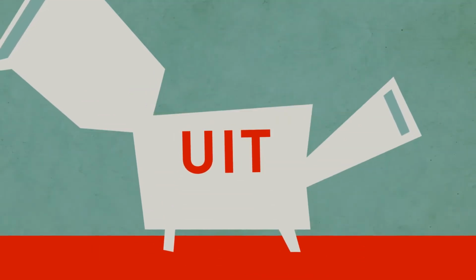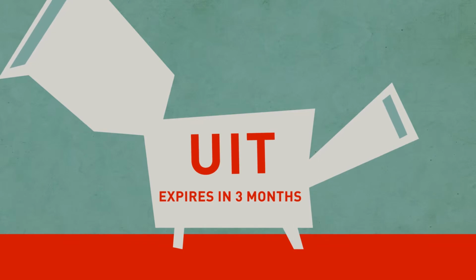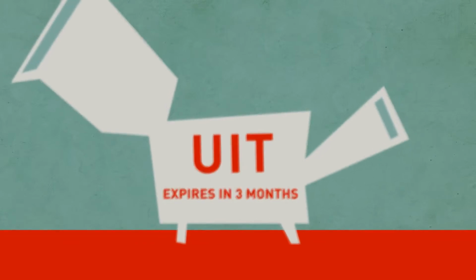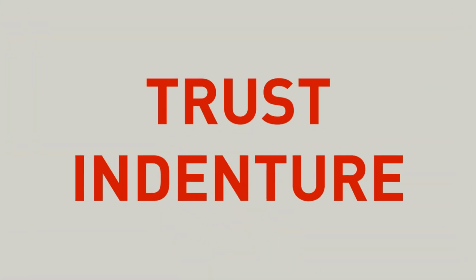Most UITs are fixed, meaning that they have a set date on which they will be terminated, at the maturity of a portfolio of bonds, for instance. Upon termination, when bonds have matured or other securities sold, the earnings are distributed to the investors. The objectives and other details of a unit investment trust are established and upheld by a trust indenture.